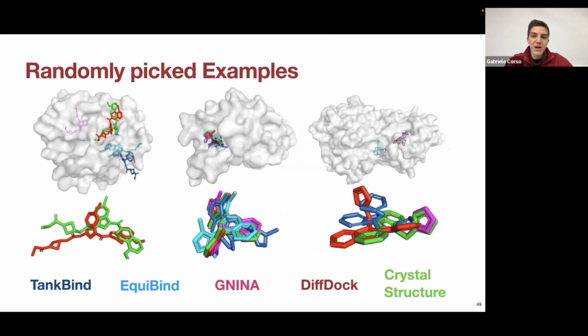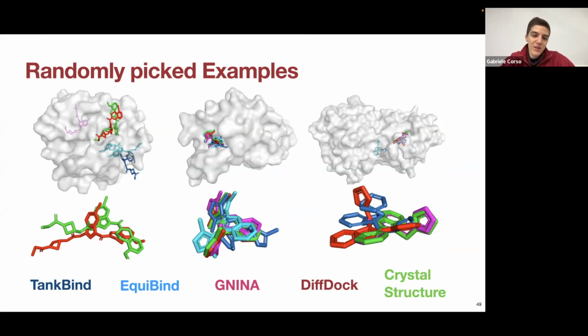Okay, then let's finish up by looking at a set of randomly picked predictions where we're visualizing in the top row how the predicted ligand positions look with respect to the protein, and in the bottom row we're zoomed in only on the ligands. In green is always the ground truth crystal structure, and in dark red we have the prediction of DiffDock.